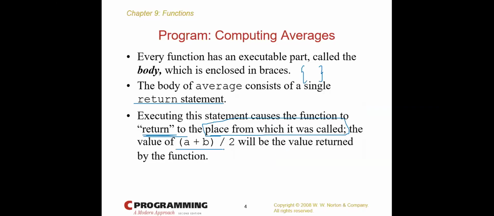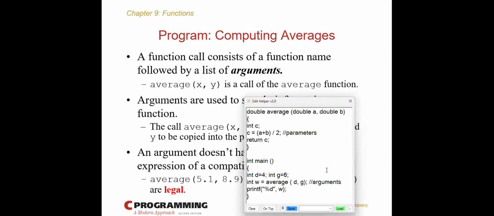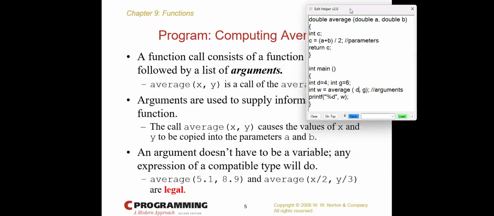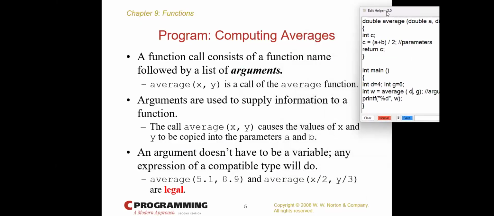So the value of the expression will be the value returned by the function, which is 5. A function call consists of a function name followed by a list of arguments. I already showed you an example. So a function call is the name of the function followed by its arguments. I told you already that these are arguments, and these are parameters. So you shouldn't get confused.